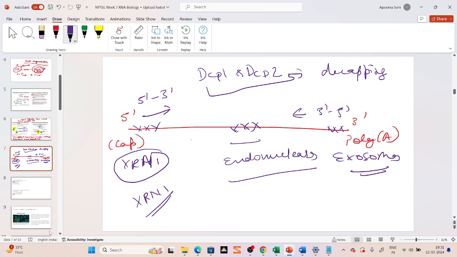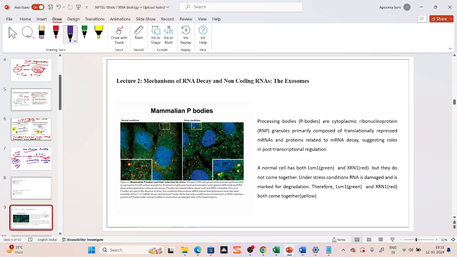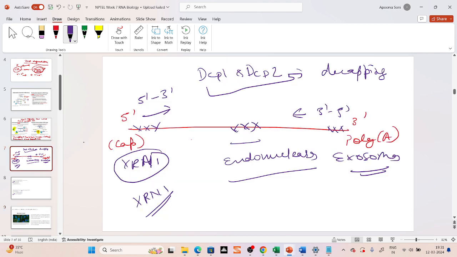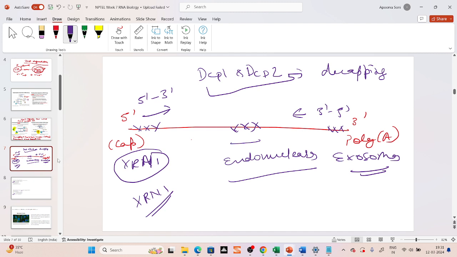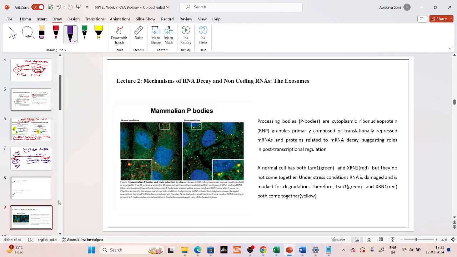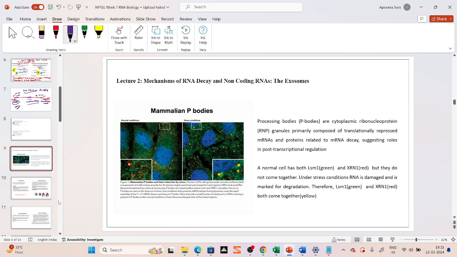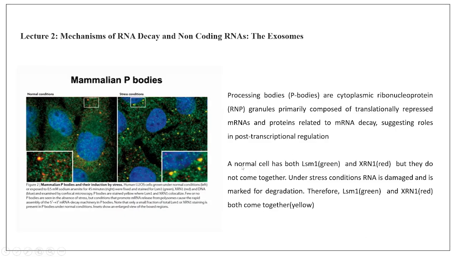Okay. Now we'll move to our next lecture, that is the exosomes. Up till here we talked about this is exosomes, and this is P bodies. Both of them are there. Exosomes are responsible for the degradation of the RNA from the 3 prime end. Now, we'll study more in depth about exosomes. But first, there is a small experiment that has been shown to you.